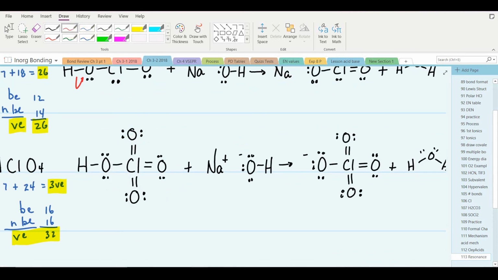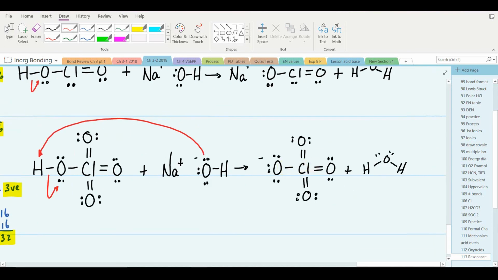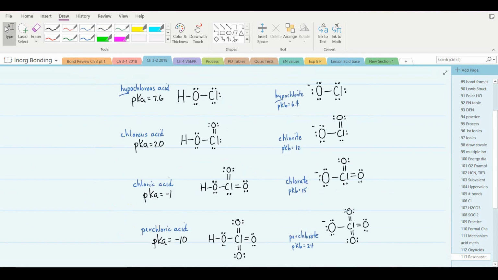The Lewis base donates a pair of electrons to form a bond with the acidic hydrogen, the proton of the acid. A pair of electrons stays behind, and we wind up with perchlorate ion. Yes, there should be a sodium cation there, and water. So I've listed these 4 oxyacids and their 4 conjugate bases, and I listed their pKa's and their pKb's.